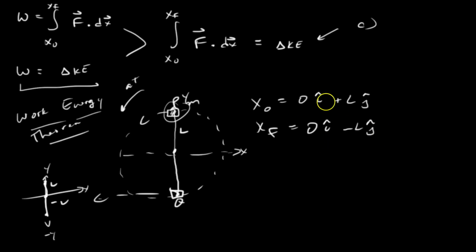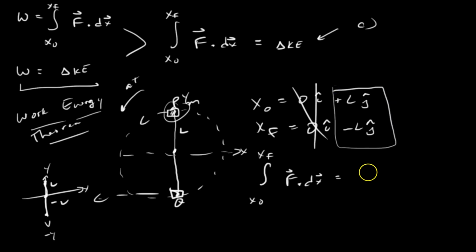Okay? When we have two unit vectors, two directions, when we take an integral from x0 to xf of f dot dx, we see that this cancels out. It has no components in the x direction. It only has components in the y direction. So it's going to be the integral from x0. What's x0? It's right here. It's L. What's xf? xf is right here, negative L.